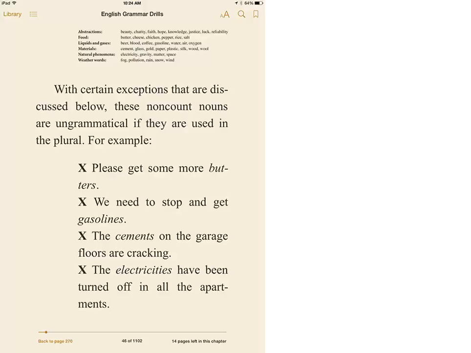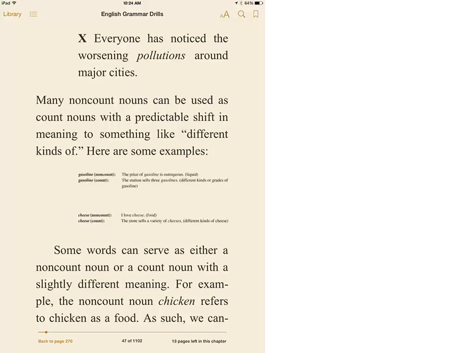All right. There are some exceptions, and it talks about the exceptions right down here. It's the way you use them. So the price of gasoline is outrageous. That would be non-count. But if you wanted to use it as a count, you could say the station sells 3 gasolines or 3 different types of gasolines. Okay, it's a little odd sounding still, but it's still proper.